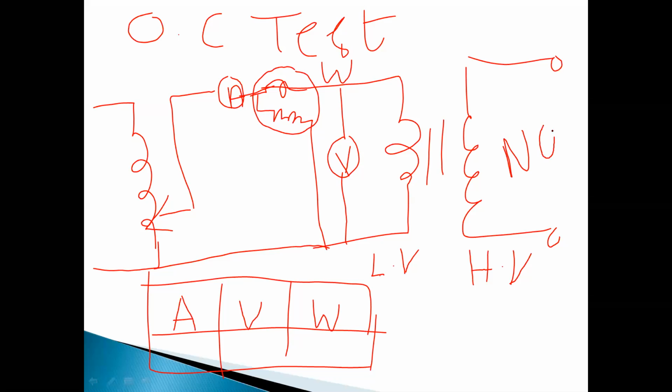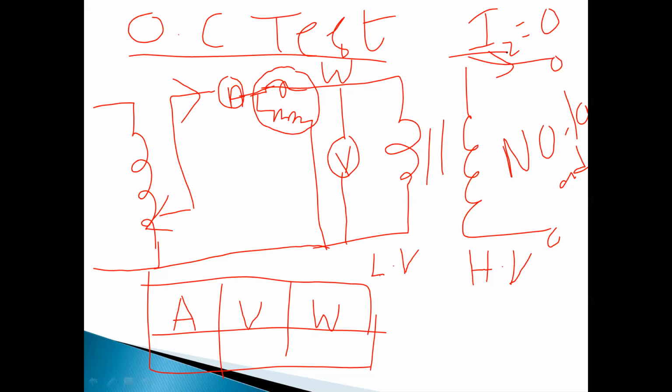The secondary is open circuited, which means no current in the secondary side, so I2 equals 0. The primary takes a small amount of current to meet the small losses, to produce the working flux in the transformer. That's why the primary current is very small in the open circuit test. Therefore copper losses are small, and the wattmeter measures only core losses in the transformer in the open circuit test.